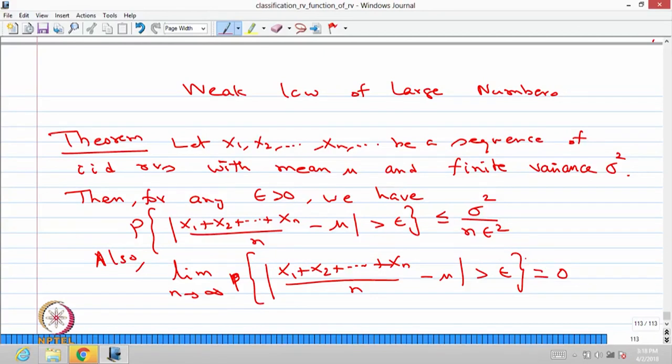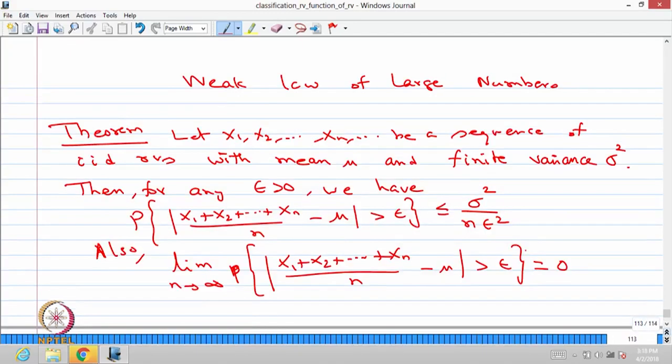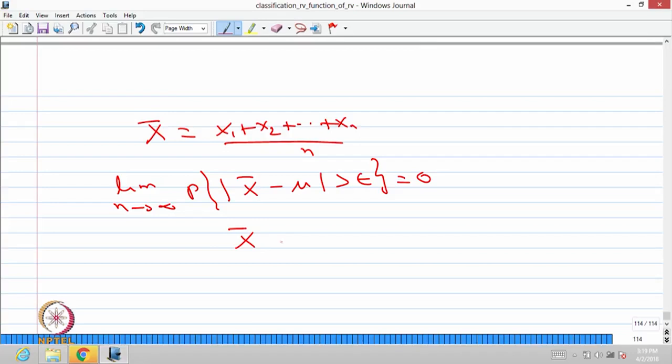Why is it called a weak law of large numbers? Because if you see the different modes of convergence, you can conclude, if I make a notation x bar equal to (x1 plus x2 and so on plus xn) by n, this result is nothing but limit n tends to infinity probability of, in absolute sense, x bar minus mu greater than epsilon, that is equal to 0. If you see the definition of different modes of convergence, this is nothing but x bar converges to mu in probability.